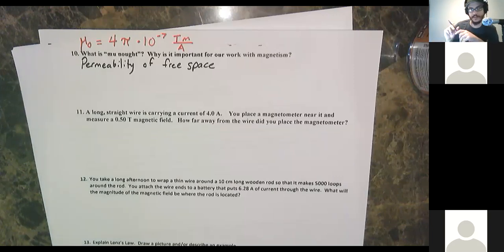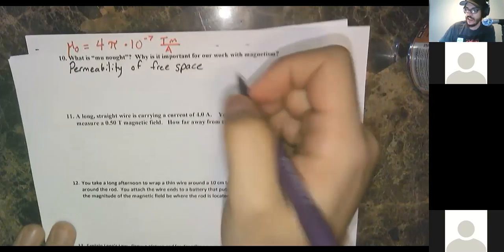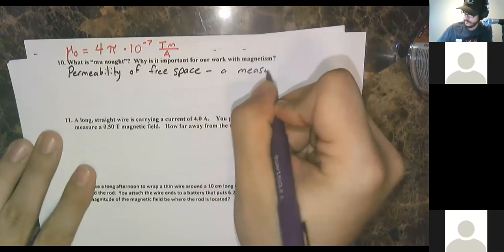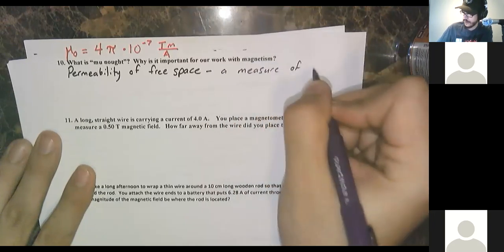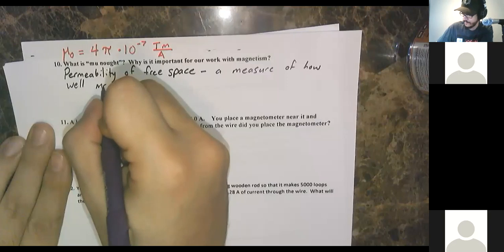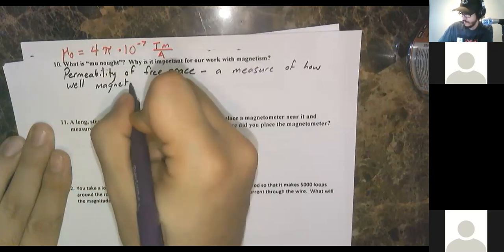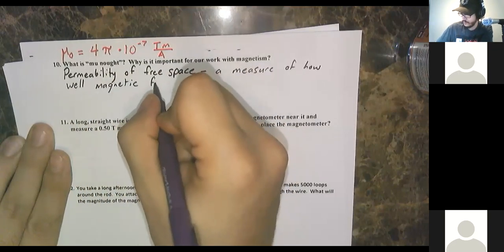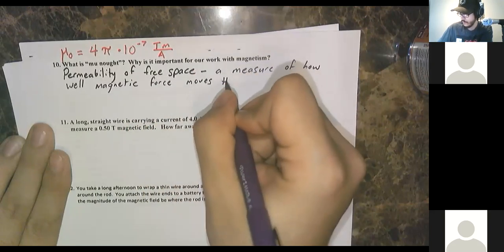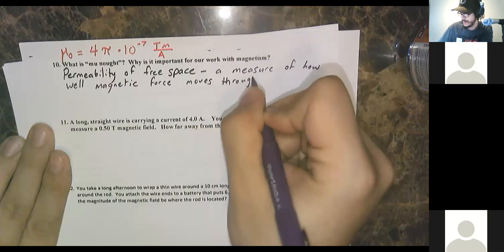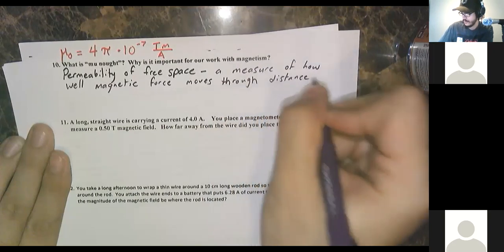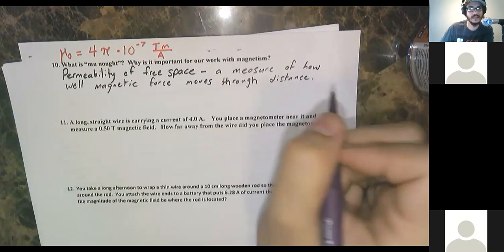So the permeability of free space is a measure of how well magnetic force moves through distance or space in our universe.